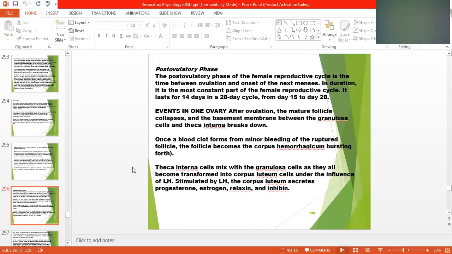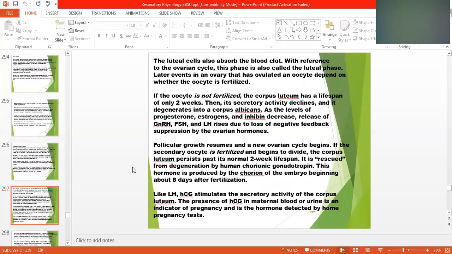Theca interna cells mix with the granulosa cells as they all become transformed into the corpus luteum cells under the influence of LH. Stimulated by the LH, the corpus luteum secretes progesterone, estrogen, relaxin, and inhibin. Four hormones are secreted by the corpus luteum. The luteal cells also absorb the blood clots. With reference to the ovarian cycle, this phase is also called the luteal phase.